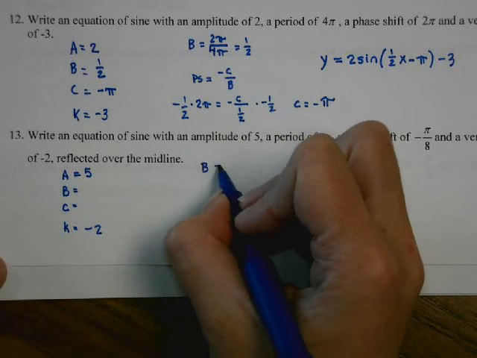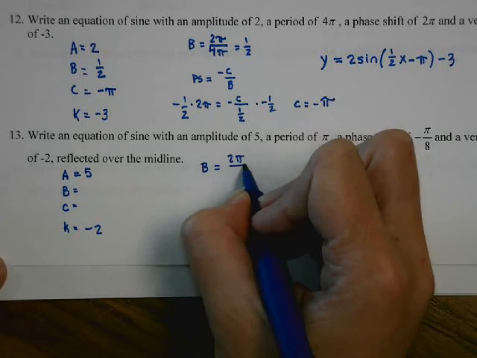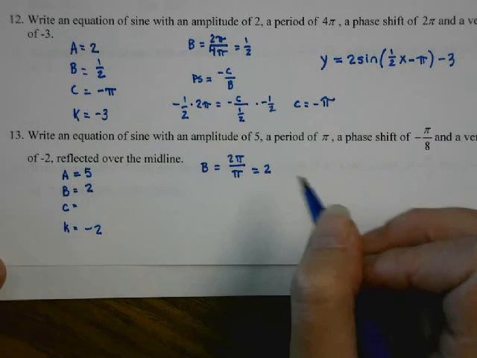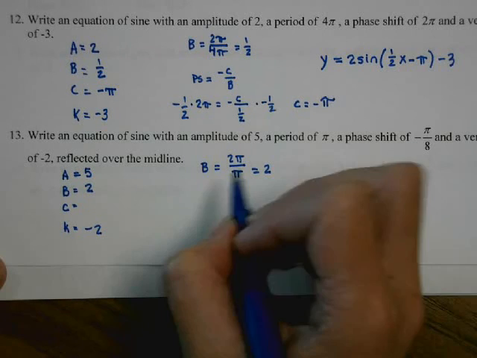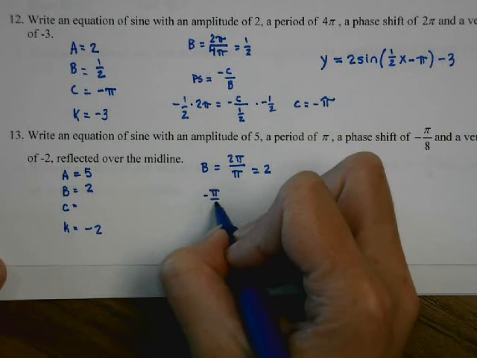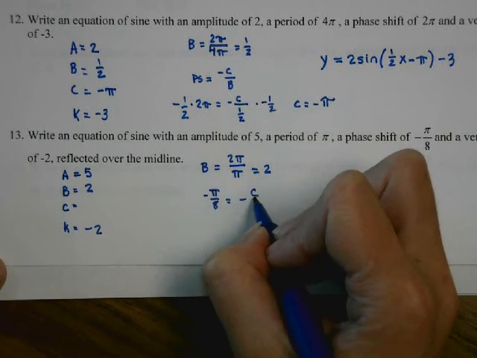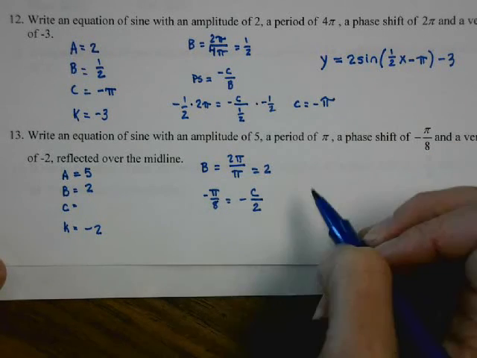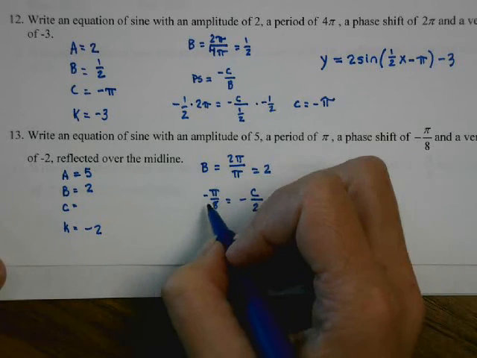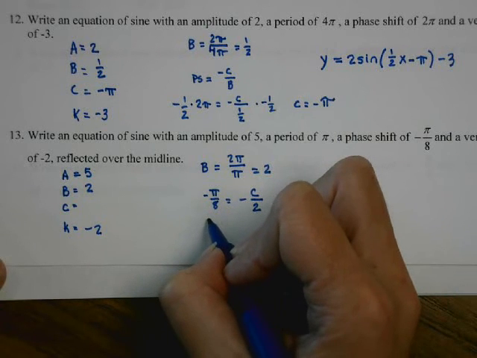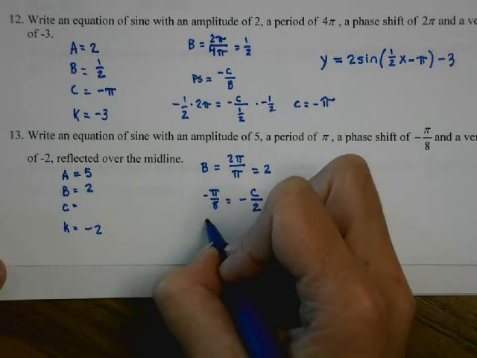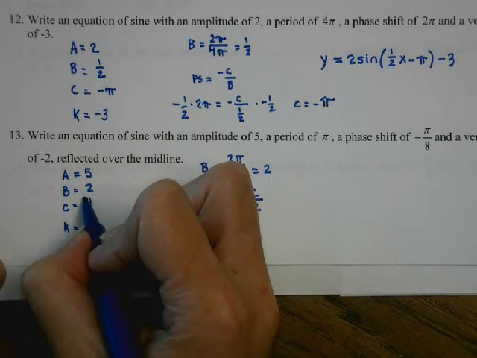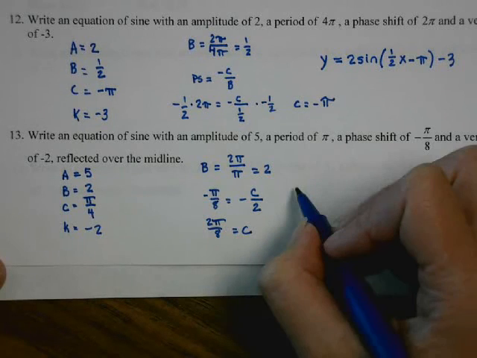So B is 2 pi over the period, so 2. My phase shift, negative pi over 8 equals negative C over B that we just found. So I'm going to multiply by negative 2. So that'll be a positive 2 pi over 8 equals C. So my C is pi over 4.